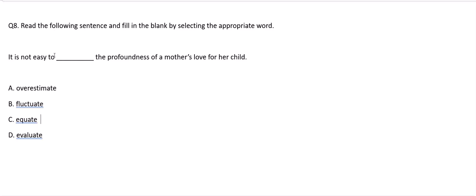So there are two types of sentences here. It is not easy to means here it is a comparative sentence, hence we are going with equate. If we get a similar sentence where they are measuring something, for example, it is difficult to dash the profoundness of a mother's love for her child, then we will go with evaluate. It is difficult to evaluate, to measure how deep a mother's love for her child is.